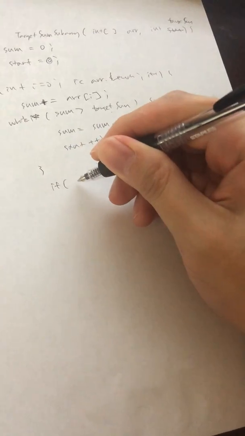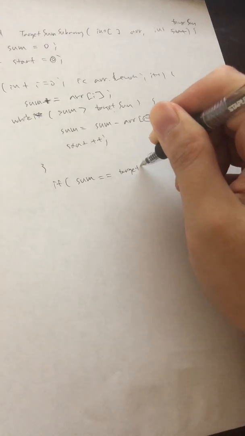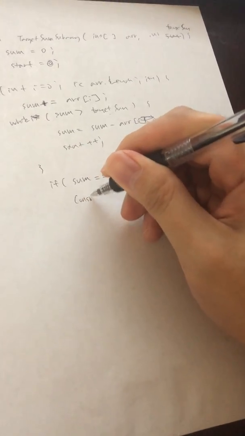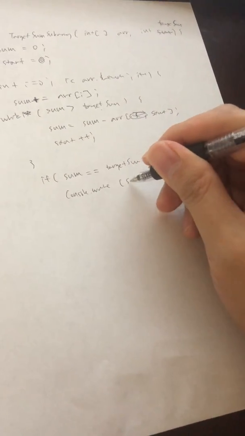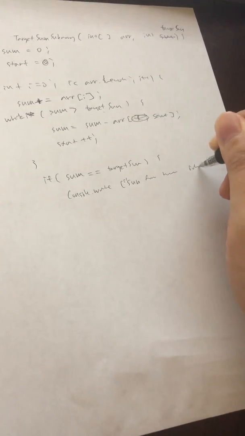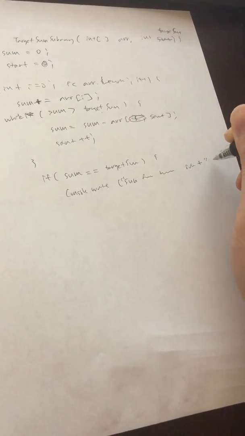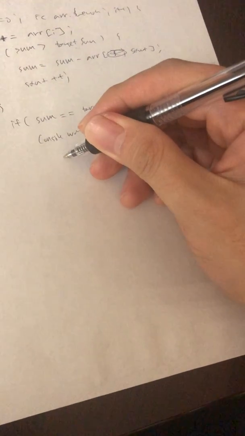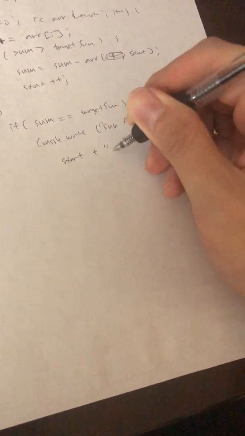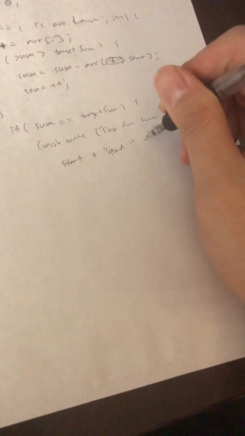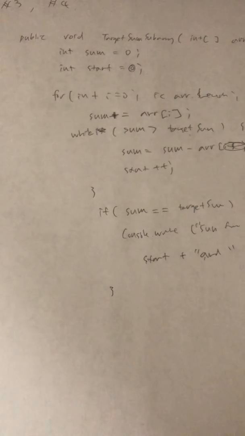And I'm going to see if sum equals target sum, Console.Write "sum found between index" plus start, plus comma, and plus i, which is the end index. So i is acting as our end index.